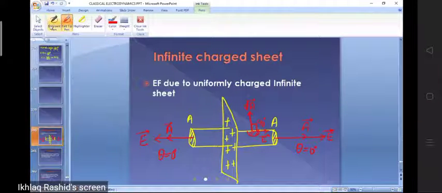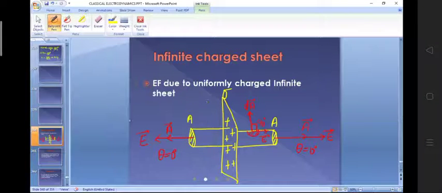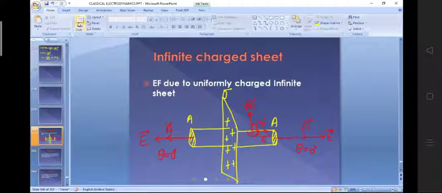Okay, so let's calculate this now. What is the flux and hence the electrostatic field due to this? Pay attention here carefully. What's given is the charge density sigma. Okay, so let's work it out.